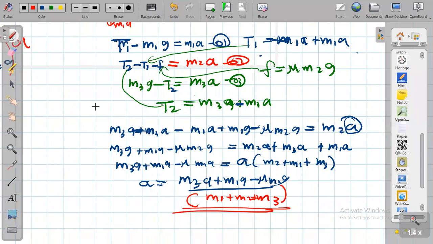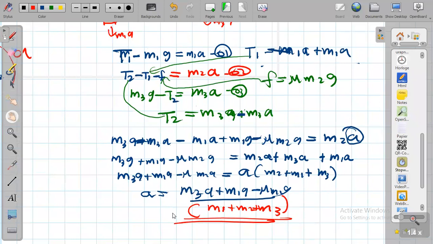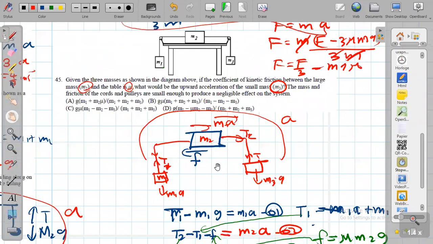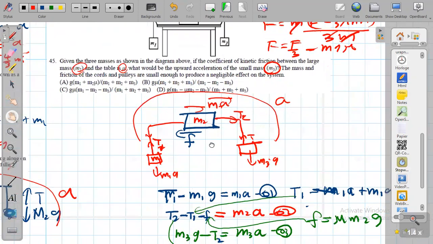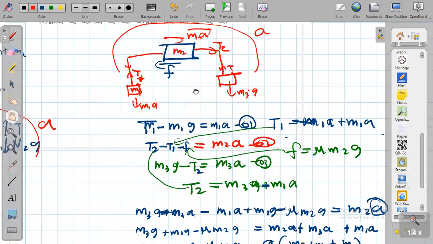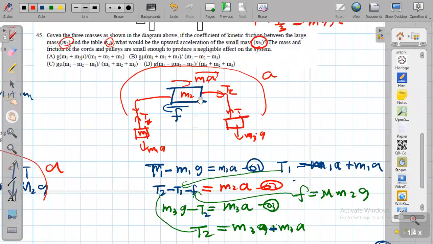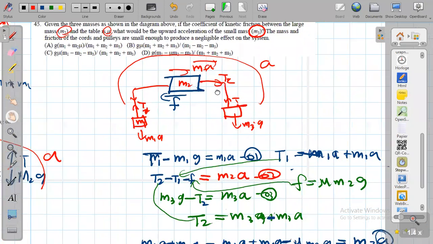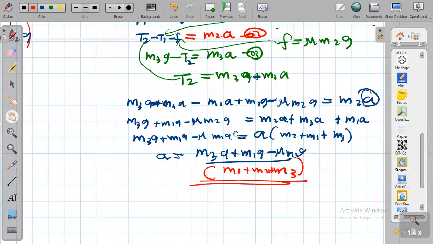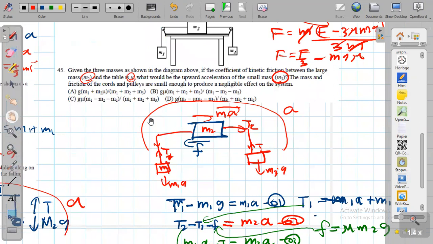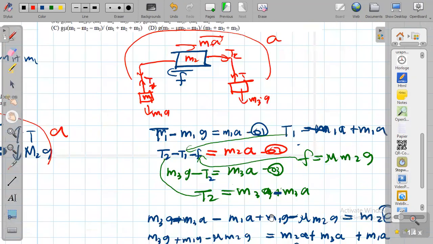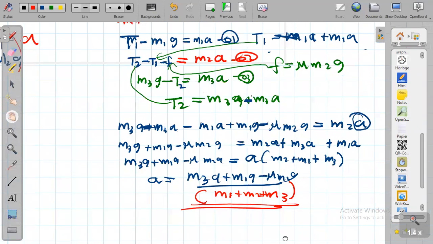It's a very long process, but it's such a nice MCQ. Such a nice MCQ, but with a very long process. I can get the G out. When you get the G out, M3 minus mu, you can take G out.